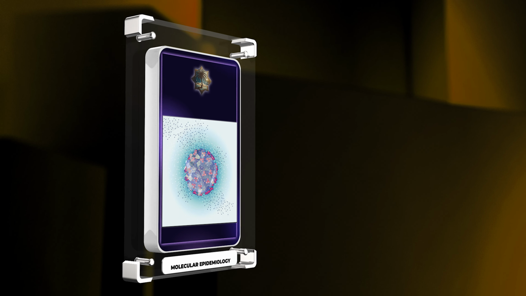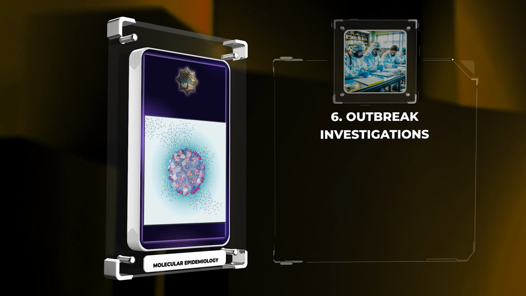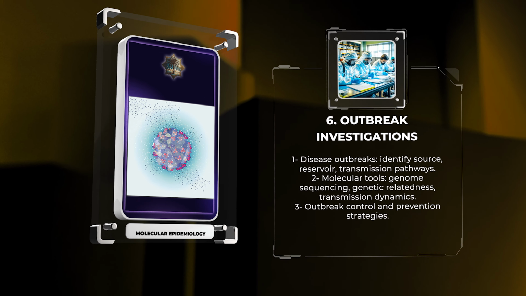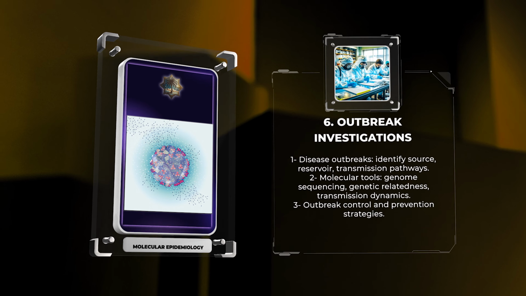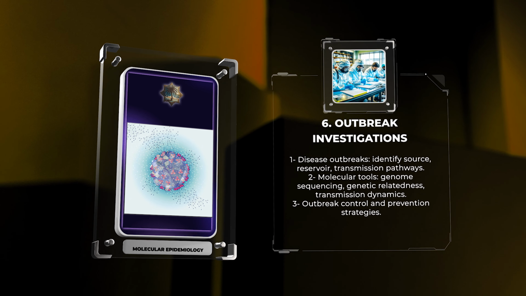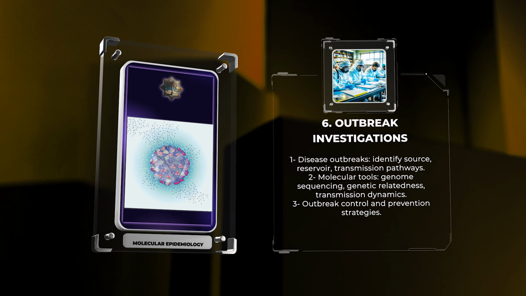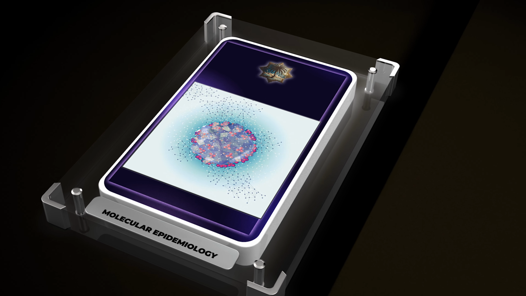vaccines and treatments. During disease outbreaks, it is important to quickly and accurately identify the source, reservoir, and transmission pathways. Molecular tools like genome sequencing help us understand the genetic relatedness and transmission dynamics of pathogens, aiding in outbreak control and prevention strategies. Vaccination is vital in preventing diseases.